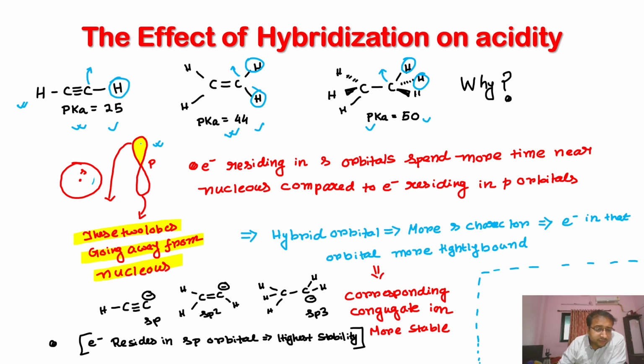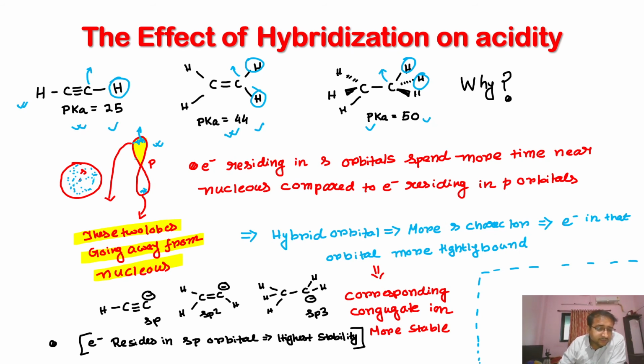As the p orbitals have two lobes, the electrons residing in this region or in this region are going away from the nucleus. Because of these two lobes, these electrons are much more loosely bound. So the electrons residing in a p orbital are much more loosely bound compared to the electrons residing in an s orbital, because the electrons in an s orbital are in close proximity to the nucleus, or almost similar proximity, as the s orbital has a spherical shape.